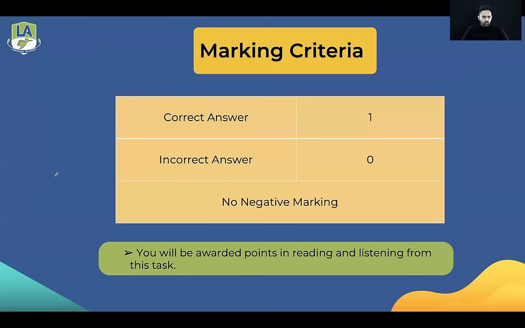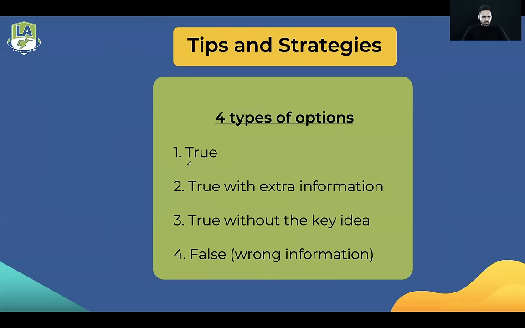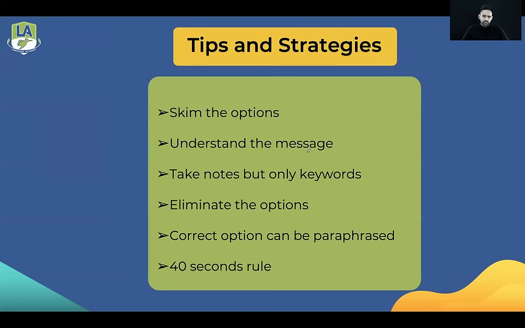There will be 4 types of options here. Remember this thing. One option will be true, means everything in your notes is there in the option. One will be true with extra information. Everything in your notes is here, but there's some extra information as well. Something with extra information is incorrect as well. True without the key idea means everything from your notes is here, but it is missing out the main topic. False means something else is there in your notes and something else or contradicting information is here in the option. So that will be incorrect as well.